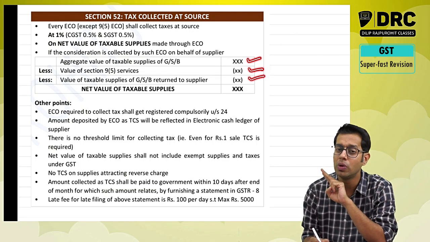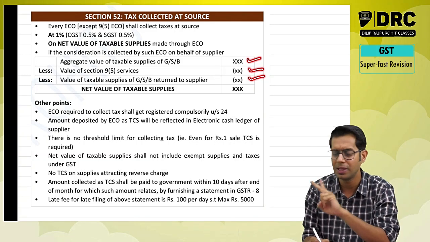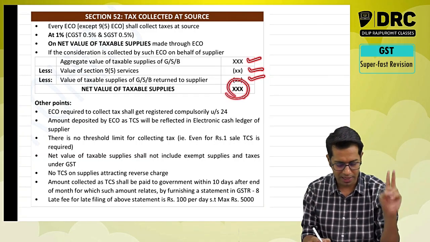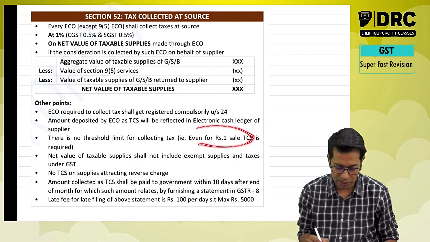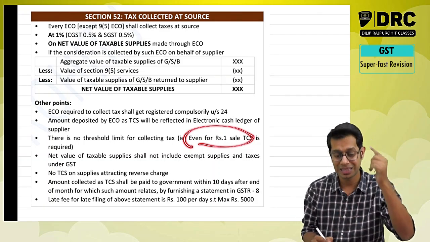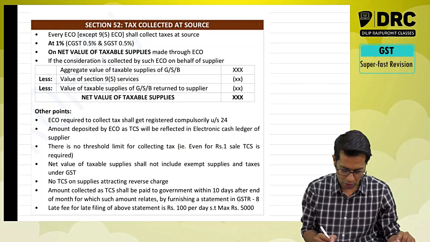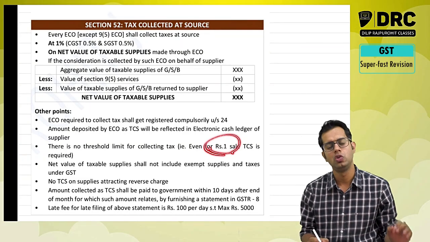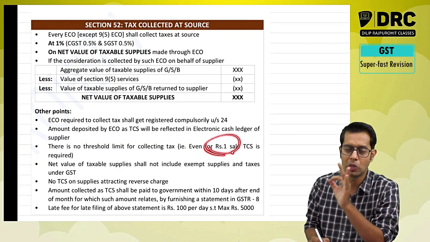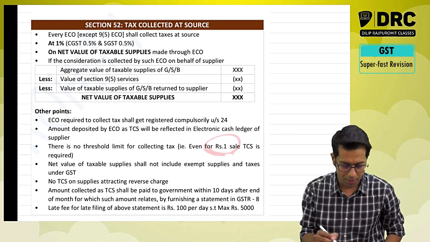Please note, you should take only taxable values. If you are supplying exempted supplies, then please don't include them. You will get the net value of taxable supplies. Deduct 1%. Now please note, there is no limit over here like TDS. For TDS, the limit was 2.5 lakhs, but here there is no limit. Even if you are making a supply of 1 rupee through an e-commerce operator, under section 52, TCS is required to be collected by the e-commerce operator.